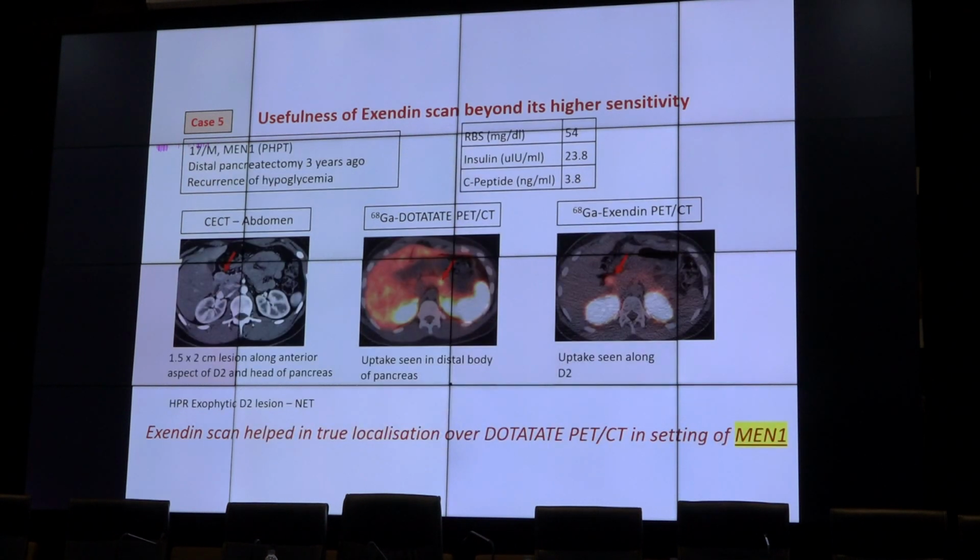hypoglycemic symptoms. Similarly, in the MEN1 syndrome, there can be multiple neuroendocrine tumors. Some may be secretory, some may be non-secretory. Which lesion is secreting insulin can come from the Exendin scan and not from the DOTA scan, which will be positive in any of the NETs, whether secretory or non-secretory.